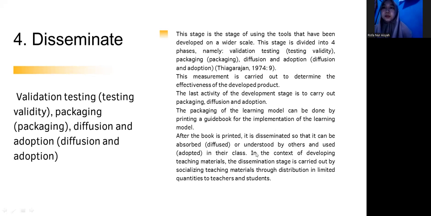The last activity of the development stage is to carry out packaging, diffusion, and adoption. The packaging of the learning model can be done by printing a guidebook for the implementation of the learning model. After the book is printed, it is disseminated so that it can be observed, diffused, or understood by others and adopted in their class. In the context of developing teaching materials, the disseminate stage is carried out by socializing teaching materials through distribution in limited quantities to teachers and students. Next.